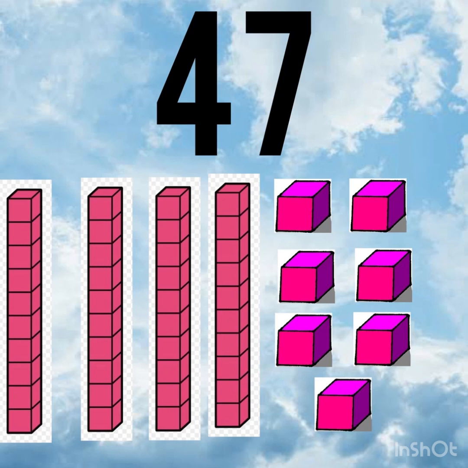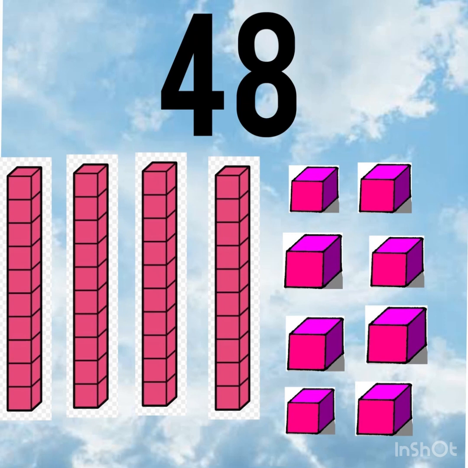We can see 4 tens blocks. Can you all count with me? 1, 2, 3, 4. How many tens blocks can you see? Yes, 4 tens blocks. And how many ones blocks can you see here? Can you all count with me? 1, 2, 3, 4, 5, 6, 7. 7 ones blocks. So number 47 is represented by 4 tens blocks and 7 ones blocks.